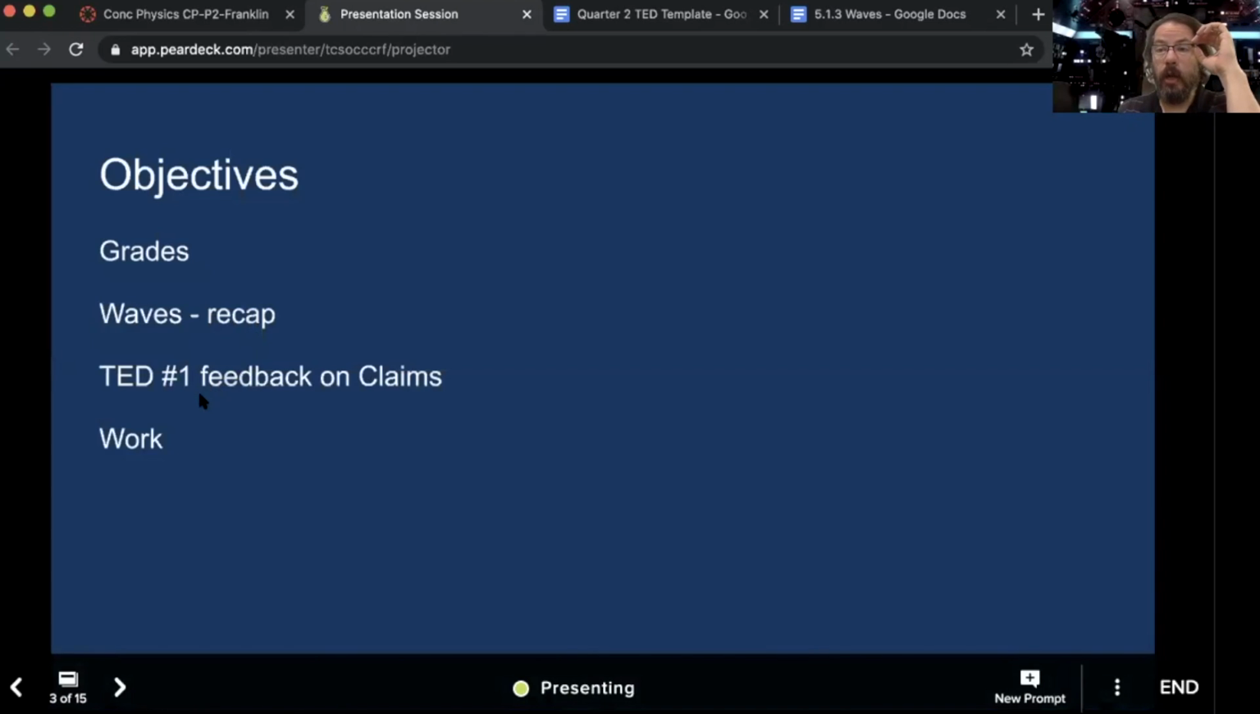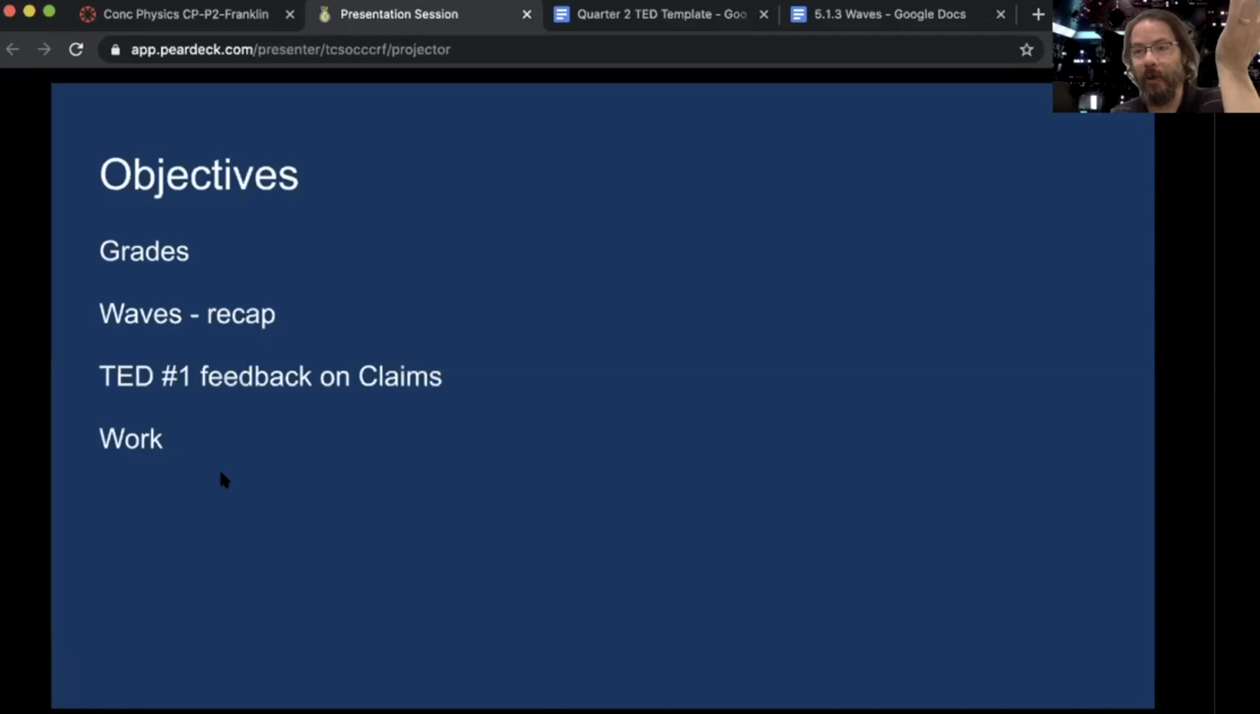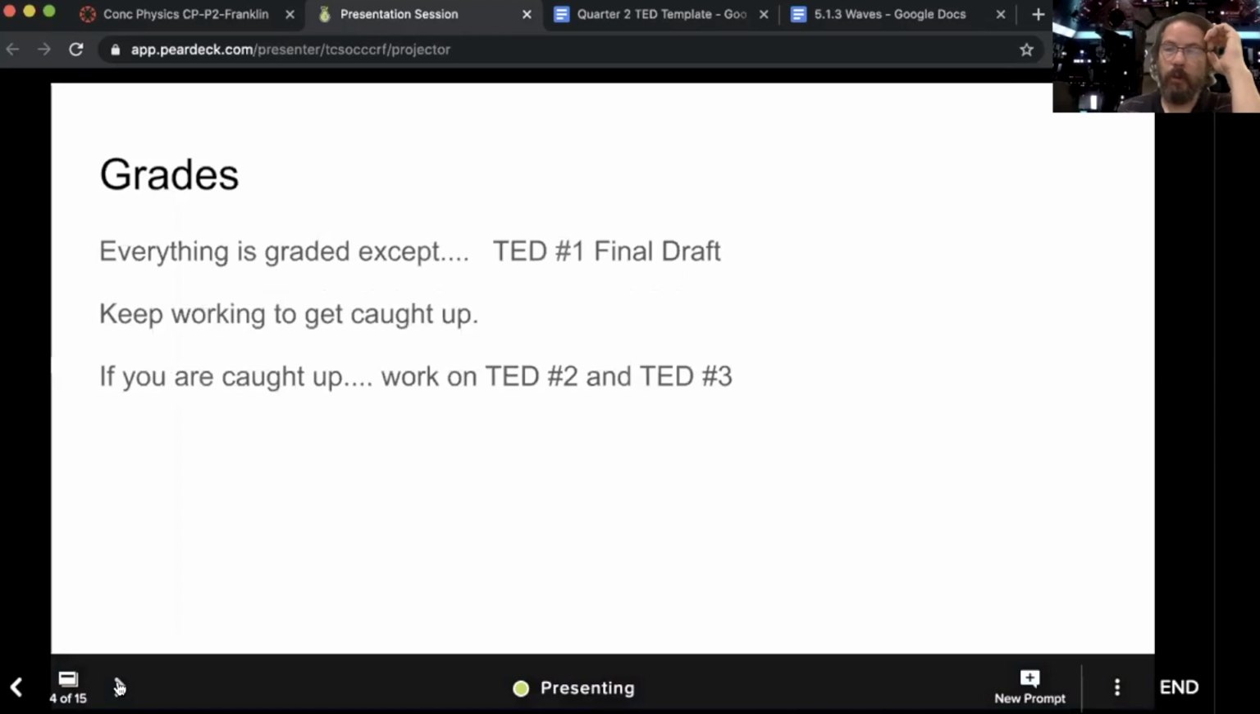Then I'm going to give you feedback on your claims, because most of you are writing the wrong thing for your claim. And then if you write the wrong claim, then none of your other stuff is probably very valid or very good. So we probably won't have work time based on what happened last block, but we'll see.